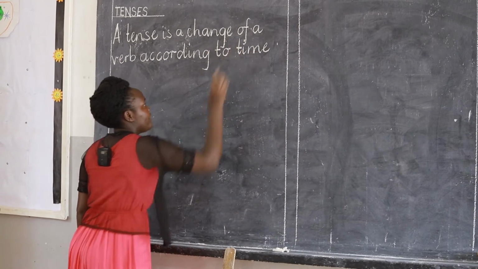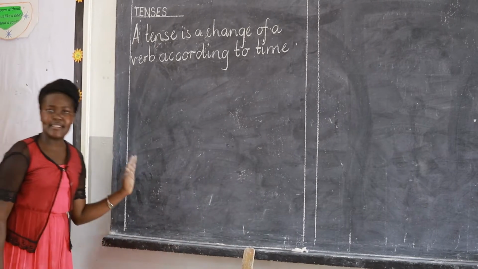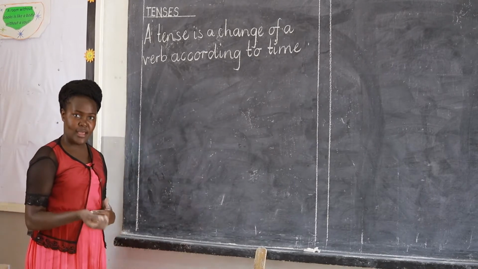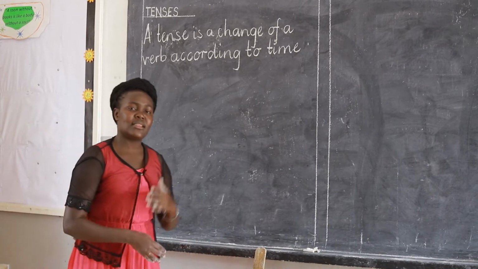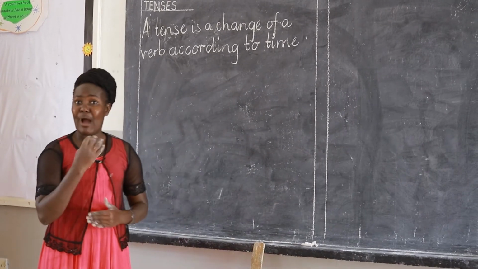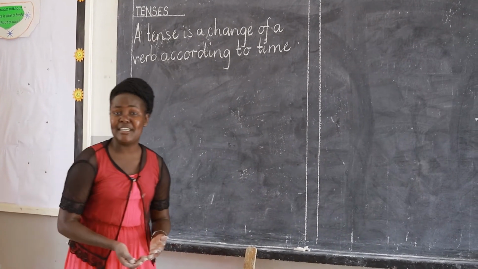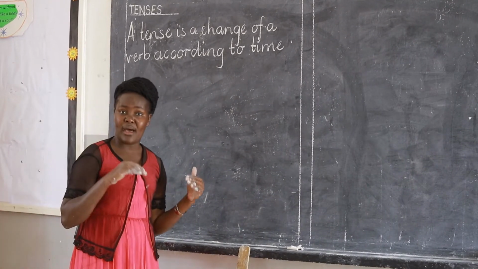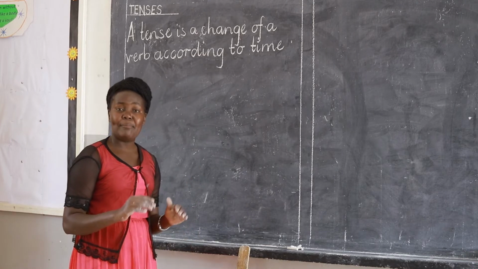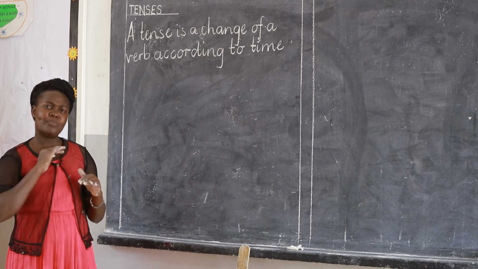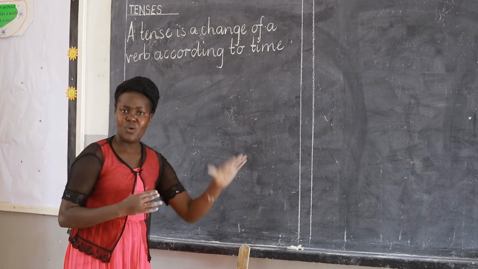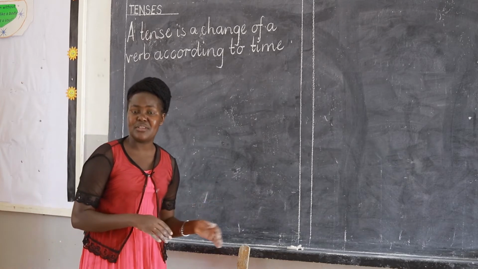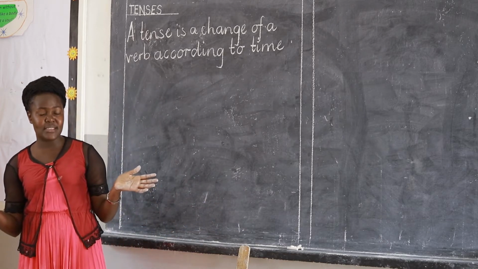So what is a tense, everybody? A tense is a change of a verb according to time. So these action words, the doing words, change according to time. What you did yesterday may be different from what you did today or are planning to do today. So time varies. We do things differently within different intervals or at different times.